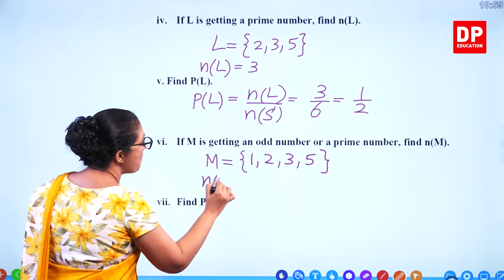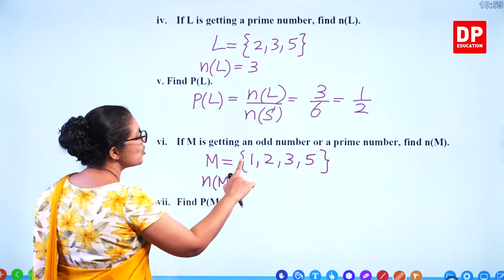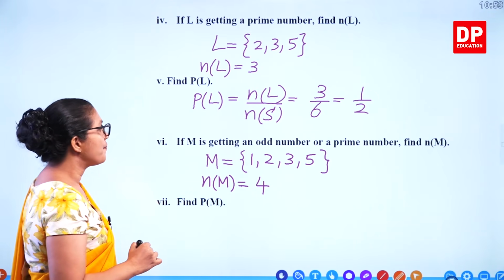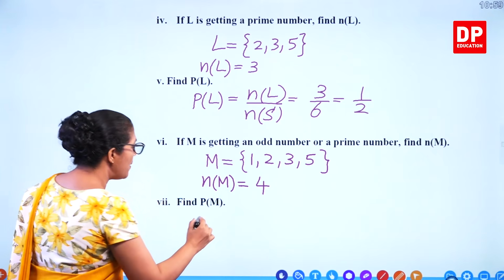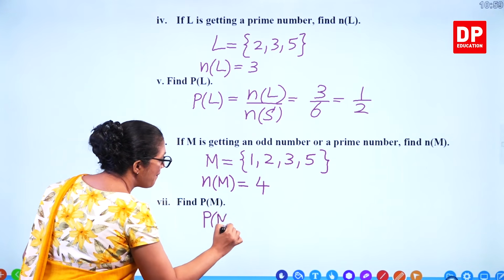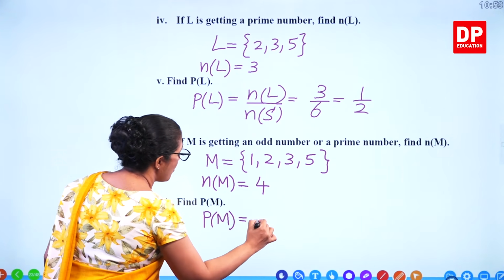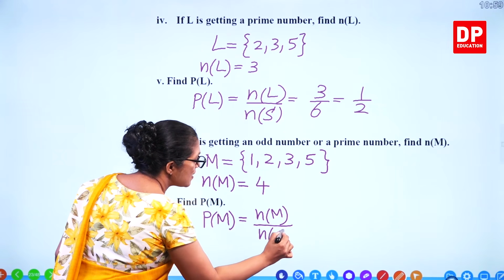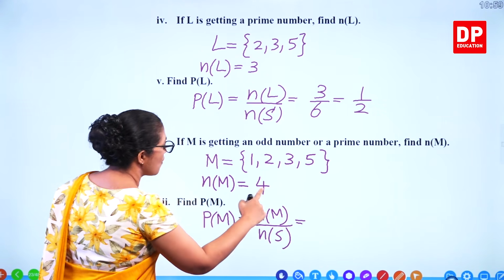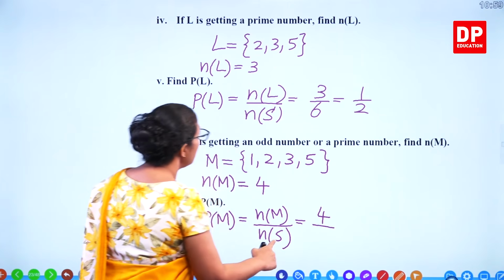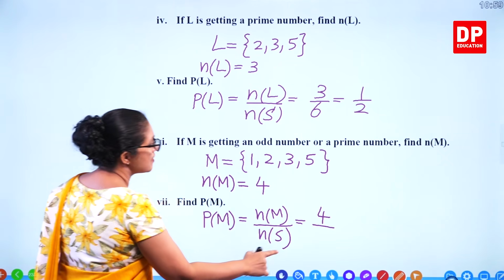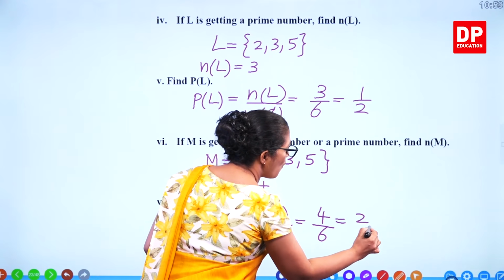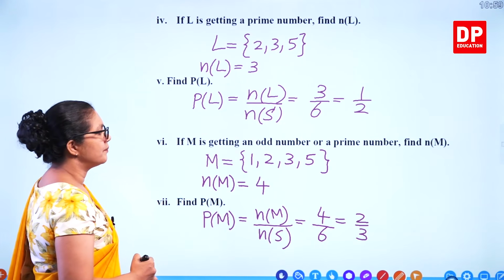So NM is equal to 1, 2, 3, 4. 4 possibilities are there. That's 4. So what's the probability of getting M? Number of elements in M divided by number of elements in the sample space. 4 over NS, that's 6. Divide by 2, you get 2 over 3.